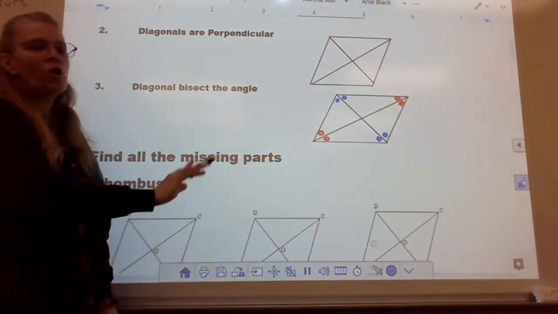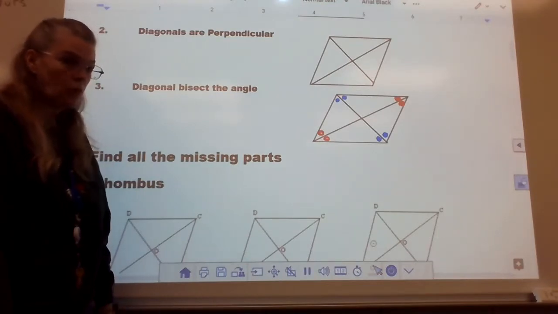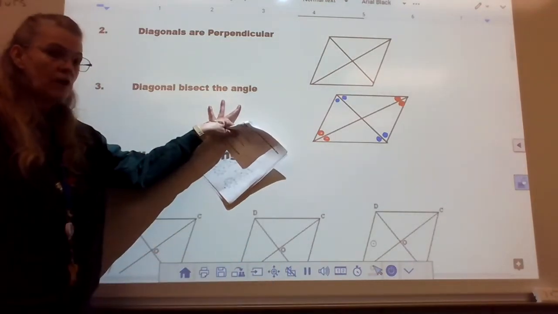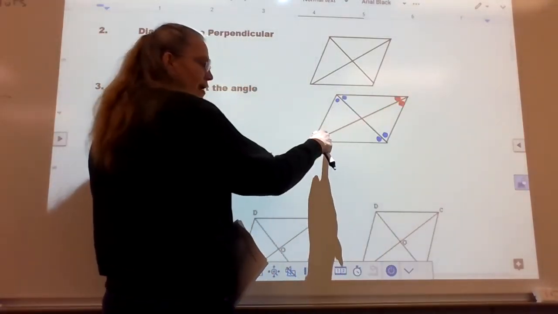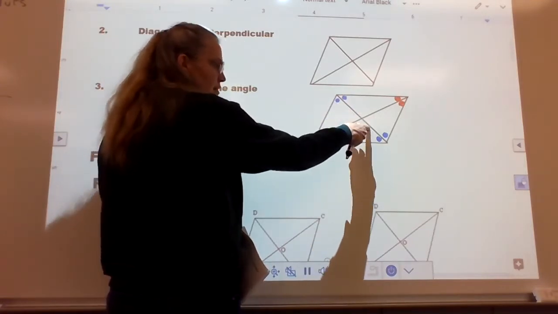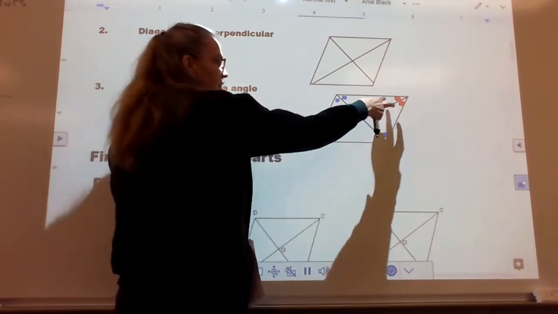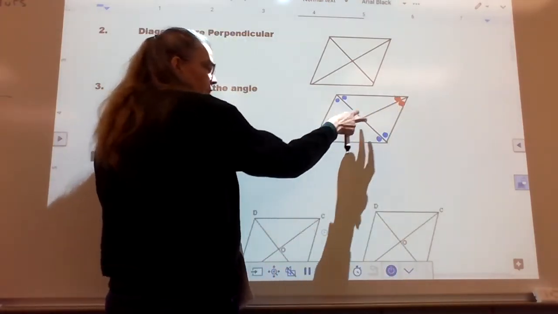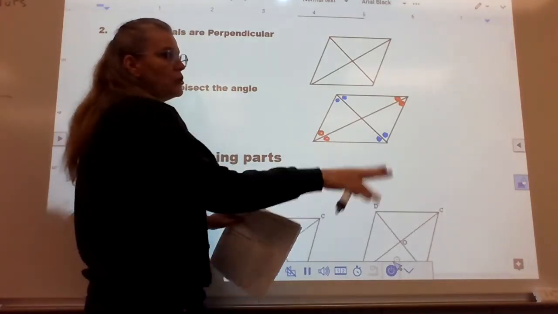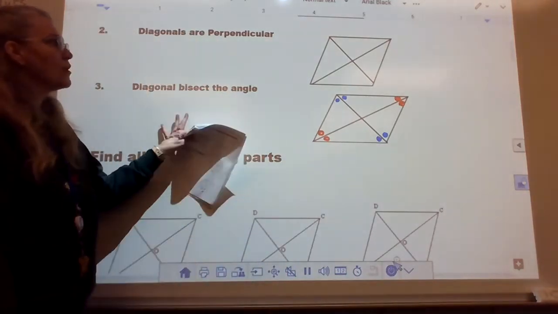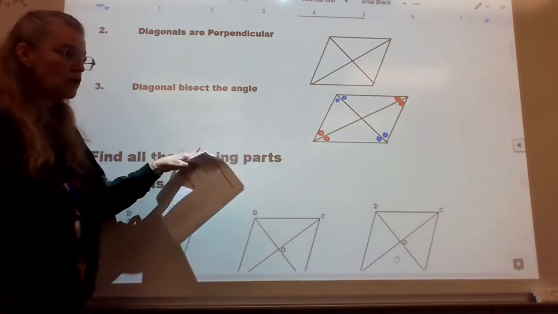Now, don't forget, all the properties that we learned from parallelograms still apply. All of those properties haven't gone away because a rhombus is still a parallelogram. So I still know that with these diagonals, the diagonals bisect each other. So whatever this is, the same. Whatever this is, the same. We know this and this are going to match, but of course they do because these are blue, red, red, blue, blue. Opposite angles are still congruent. So all of those properties are still the same, but we're adding these three properties. So let's go ahead and look at some examples.